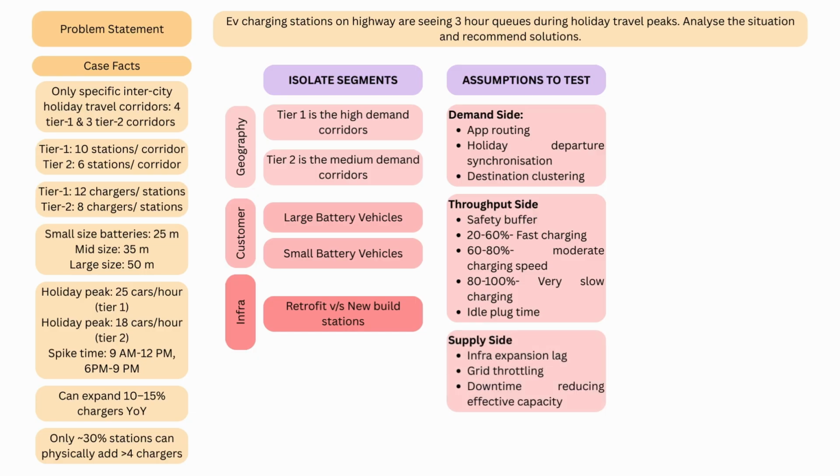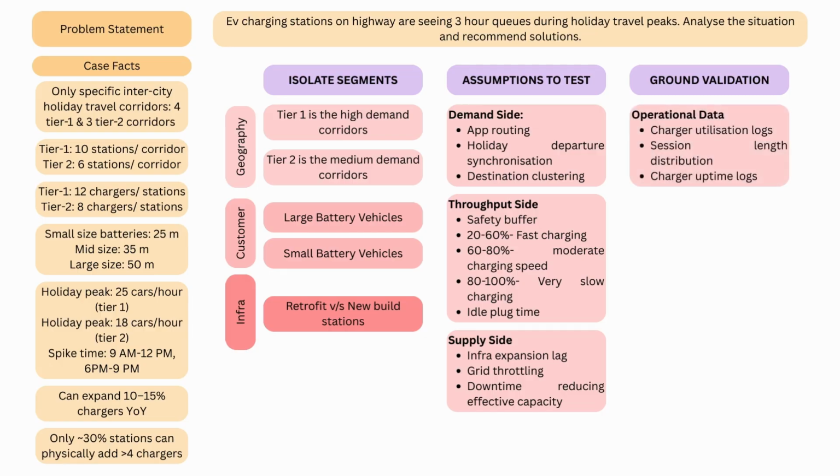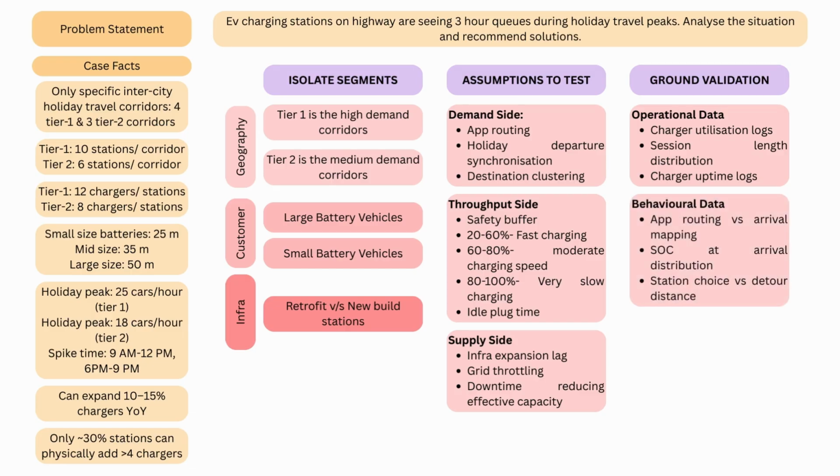Third is supply side. There might be infra expansion lag or constraints, grid throttling, and downtime reducing effective capacity. Next is ground validation. We would validate this using operational data, that is, the charger utilization logs, session length distribution, charger uptime logs. Next, we'll look at the behavioral data, app routing versus arrival mapping, SOC at arrival distribution, station choice versus detour distance, etc.